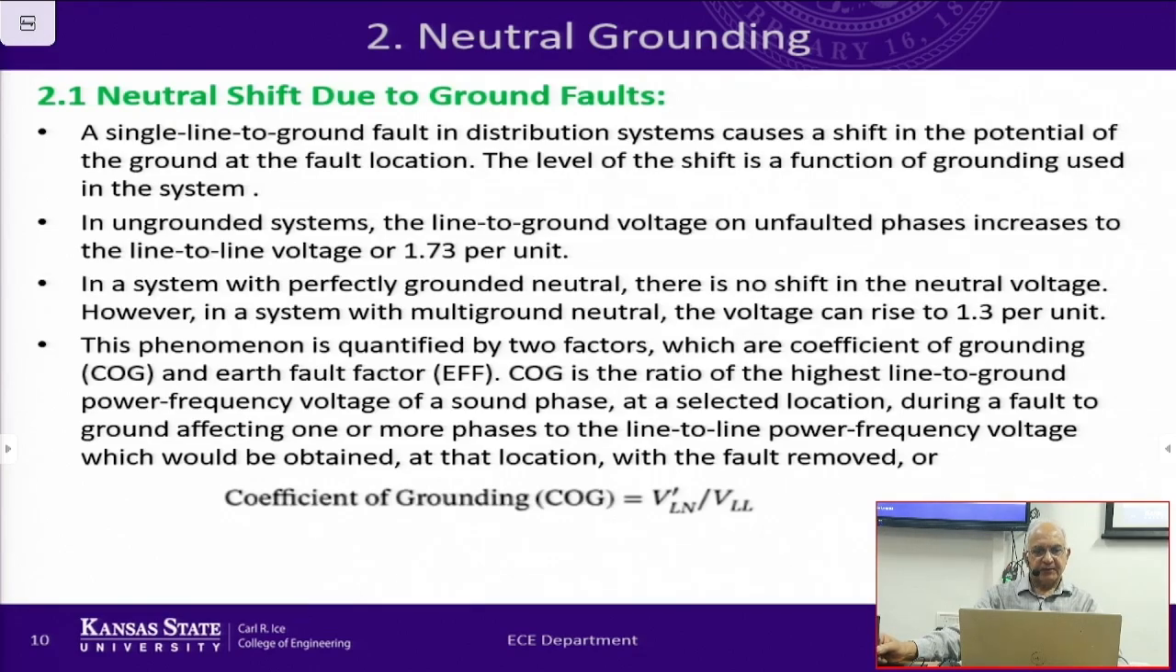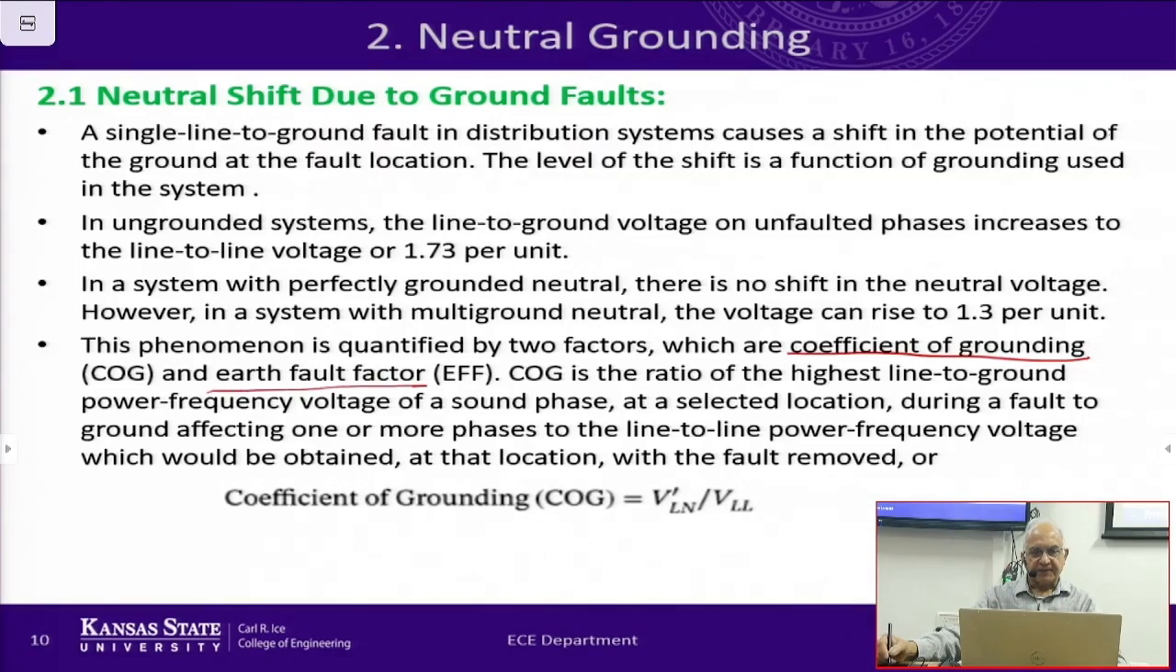Okay, so how do you find what is good grounding? We have some rules for that. And then we define two quantities. One is called the coefficient of grounding, and the other one is the earth fault factor. So these are the two things that we're going to define: coefficient of grounding and earth fault factor.